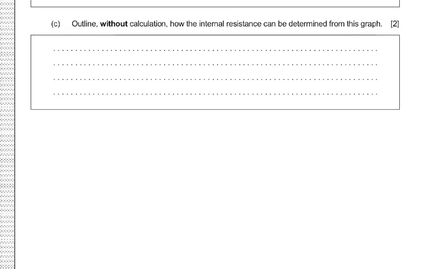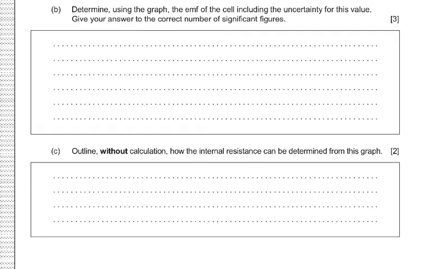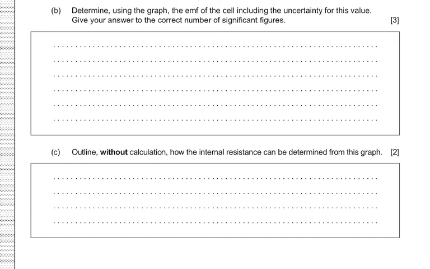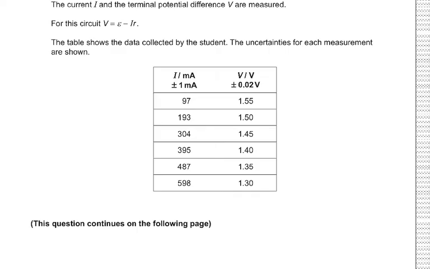Page 5 is up here. We have sections B and C. In B, it wants the EMF of the cell, including the uncertainty, and make sure that you follow significant figures. So let's go back and get the formula and the data. And now, of course, remembering that this is a graph. Duh, we just talked about the graph.